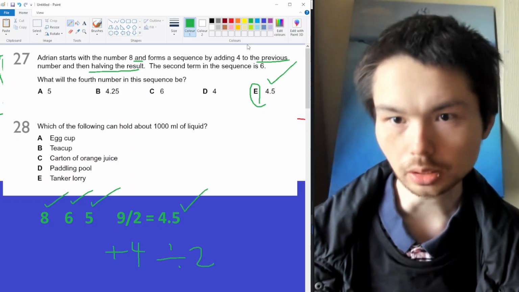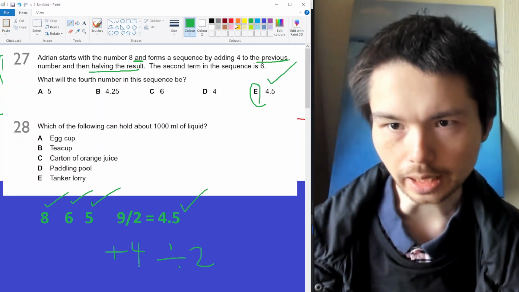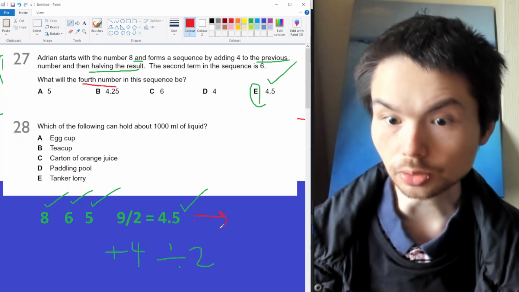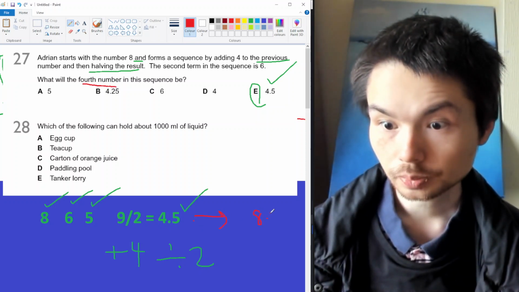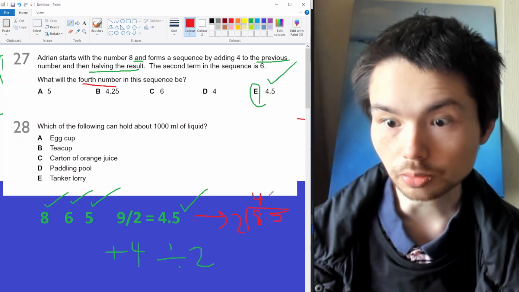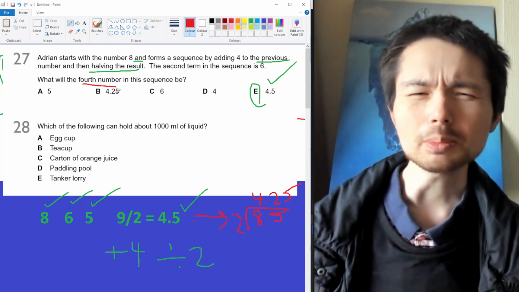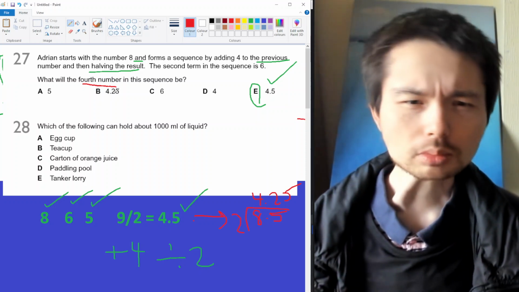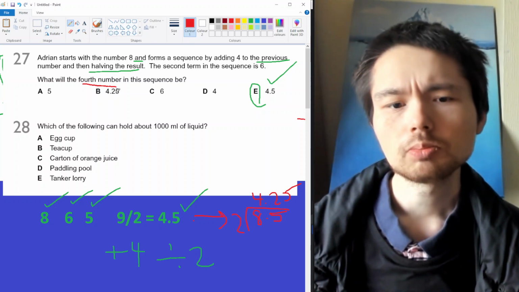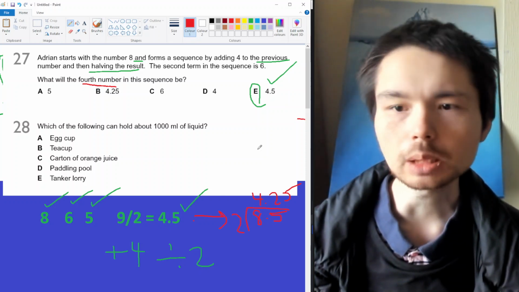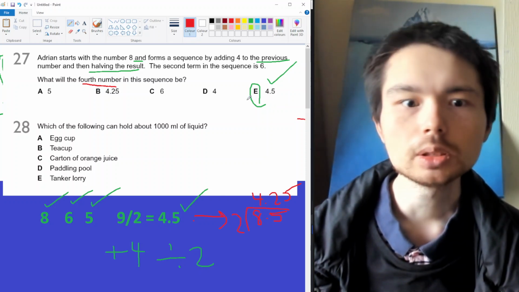You see, if they're being really mean, they could ask for the next one as well. I'm going to be mean here just to show you. So we're going to add 4. That's 8.5. And then if you divide by 2, that will be 4.25. That happens to be there. Yeah, they're being mean. Why did they put B there? To trick you. Because you look at this question, you might think the answer is B or E. So they want people to get it wrong. The answer is E.